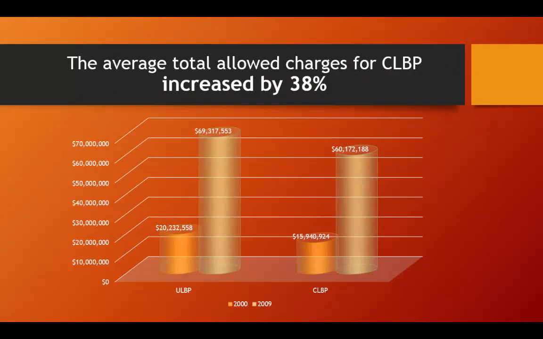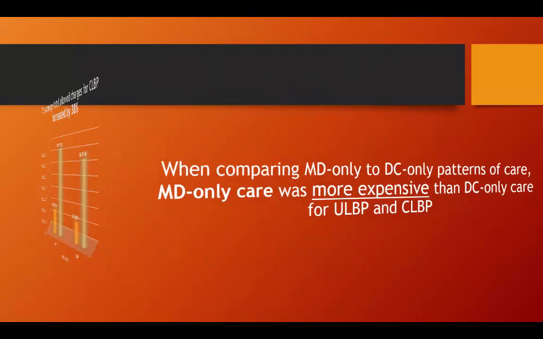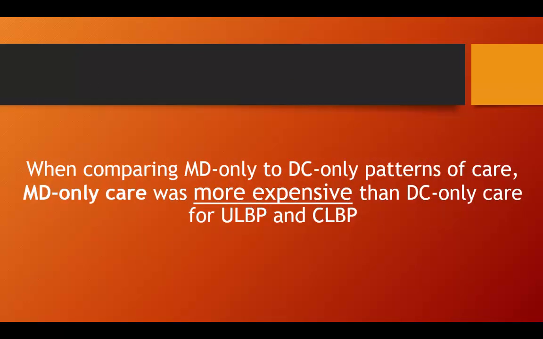And for complicated low back pain, total allowed charges increased by 38%. DC only, MD only, and MD PT care were consistently the least expensive patterns of care for complicated low back pain. When comparing MD only to DC only patterns of care, MD only care was more expensive than DC only care for uncomplicated and complicated low back pain.